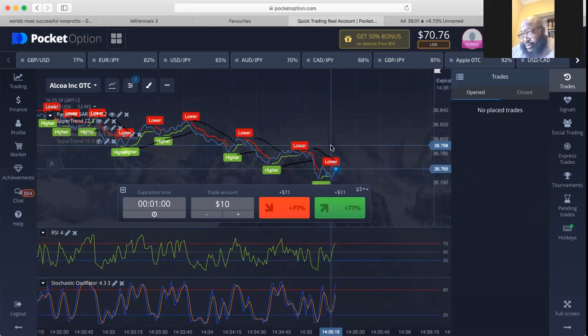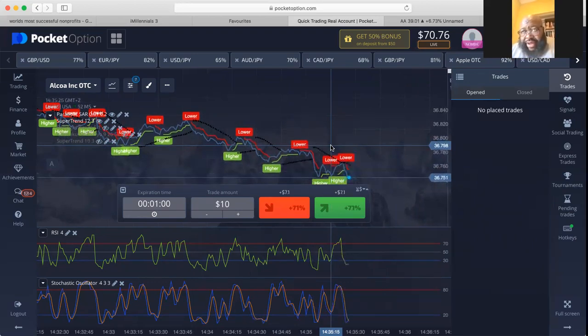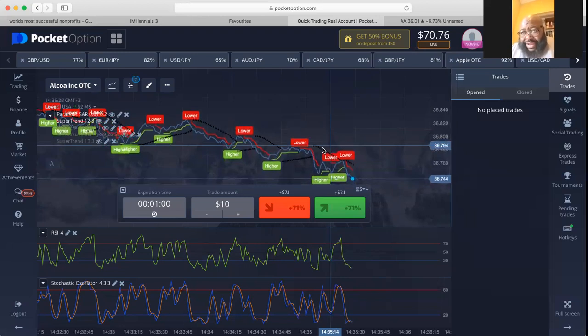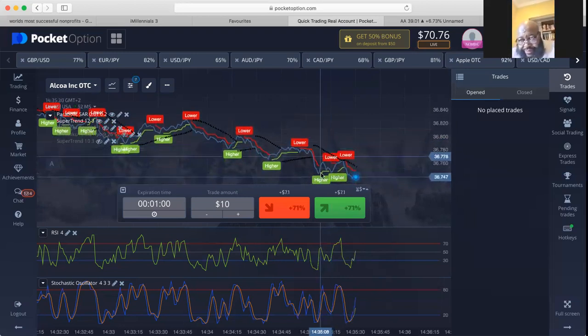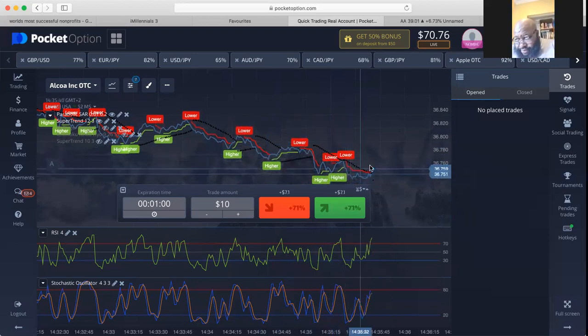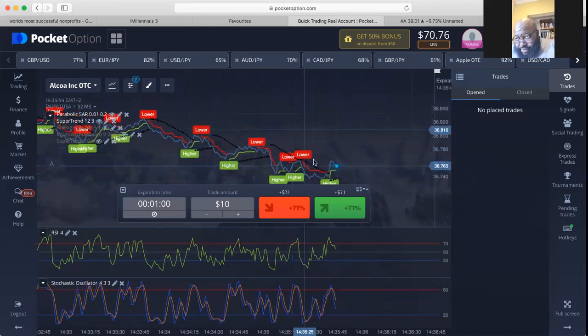So the indicator didn't pop up. The super trend didn't pop up? Super trend is here, but mine doesn't look like yours. All right, this is the super trend. You see how it says higher high and lower, and then it says higher high and lower. So the super trend tracks your higher highs and lower lows for you, so you can know when to make the best decision in trading.